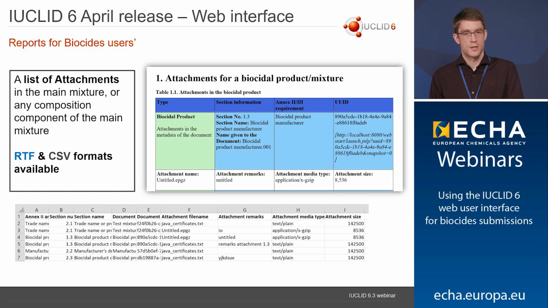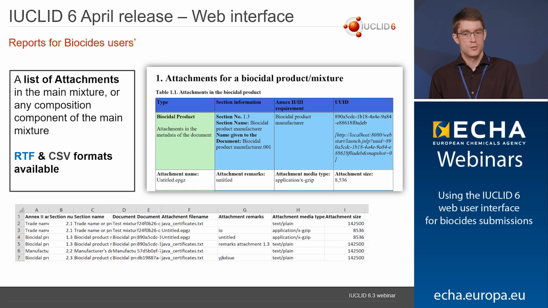Next is a report which lists the attachments in your Euclid dossier. Again, like the literary references, this is generated from your main mixture and includes any attachments made in a component of that main mixture. The two formats which this comes in are an RTF format, which opens in Word, as I mentioned, and also a CSV format.